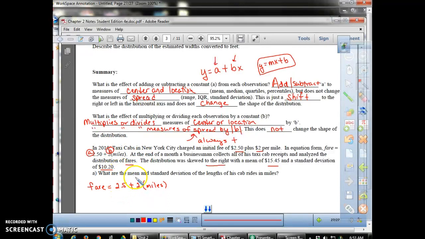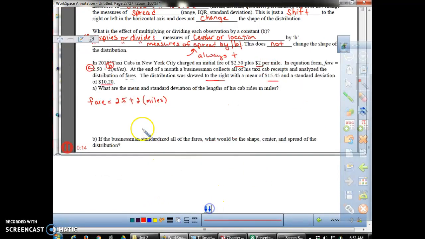So the question here is, what are the mean and standard deviation of the lengths of his cab rides in miles? So let's start by solving for miles in this equation. So you're just going to have fare, you'll subtract $2.50, and then you'll divide by 2. And that will give you your miles. So if I want the mean for the miles, I'm essentially going to apply this same formula, but only for the transformation that applies for the mean. And in this case, you know that the mean is adjusted by both the shift to the left and the division by 2, or multiplication by 1/2, however you want to think about it. So the mean for the miles, so I'll just say X bar for the miles is going to be the actual mean for fare. So I'm going to use the mean for fare, which was $15.45.